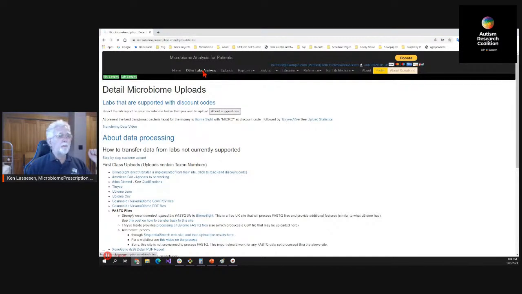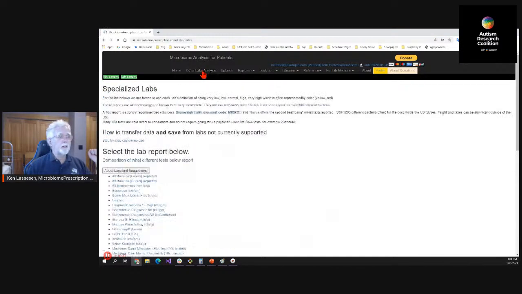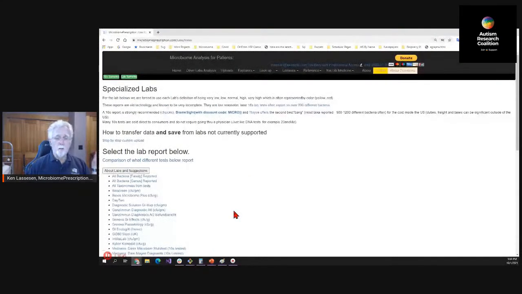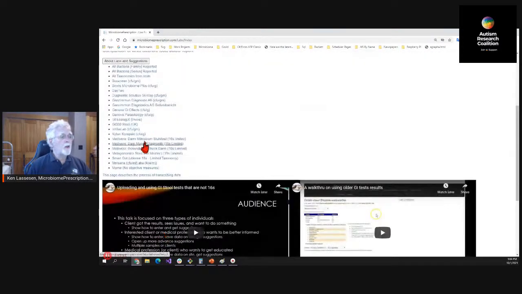We also have other lab analysis. Other lab analyses that are common, for example, GI-MAP, GI Effects, are from people who sell labs. They generally report on a small number of bacteria. And in general, they do not report on what percentage. They use their own reference range, which may or may not be a good range. And they say you're high, you're low, you're very high, you're very low. So all of these end up giving you the ability to transfer the data if you have nothing else.